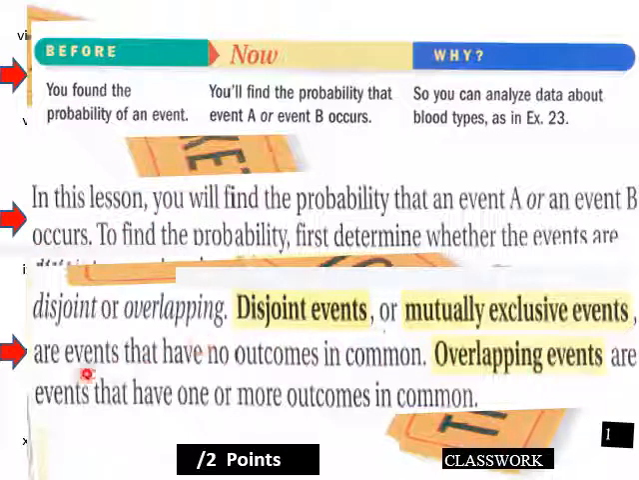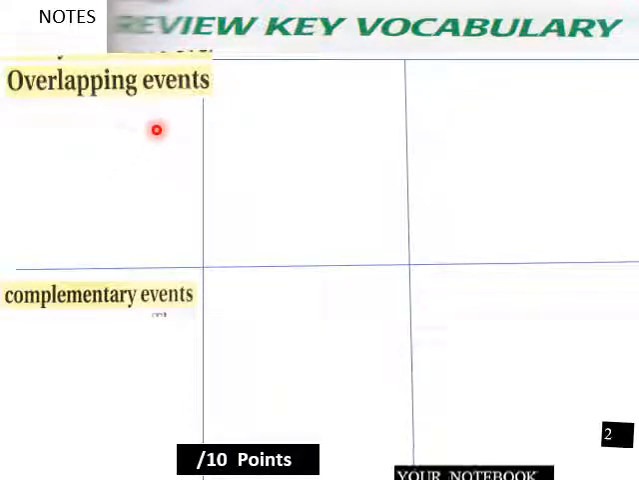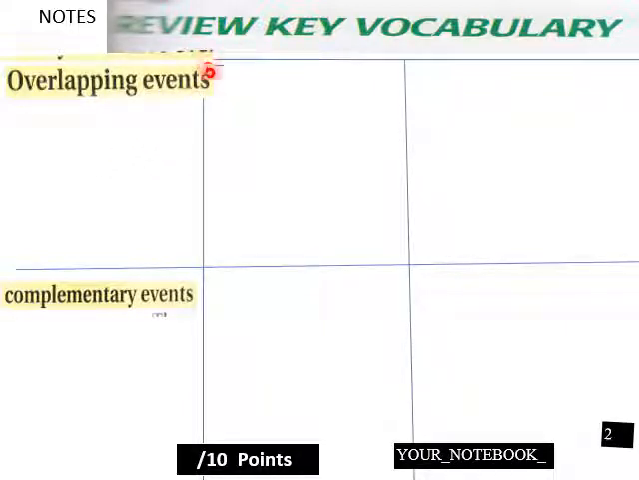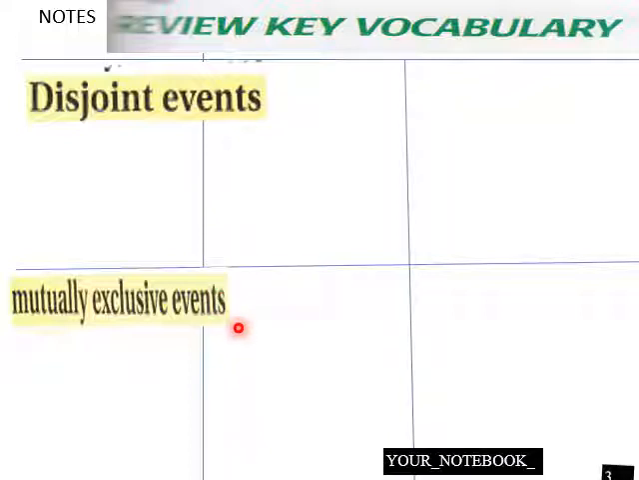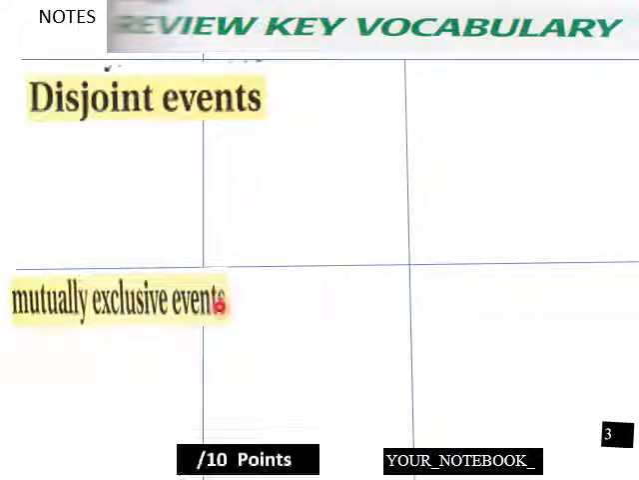Overlapping events are events that have one or more outcomes in common. So there's a real difference. Okay, students, here is your vocabulary in your own words. Define overlapping events and complementary events in your notebook, page 2 for the 11.8 lesson, and then disjoint events and mutually exclusive events. Define those in your own words.